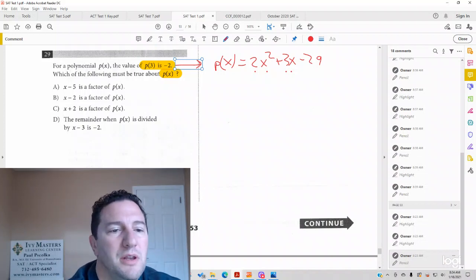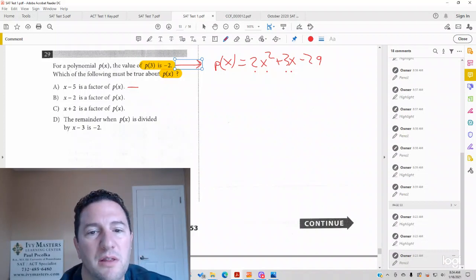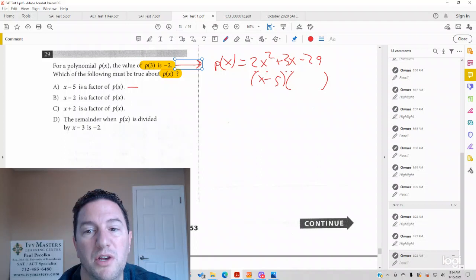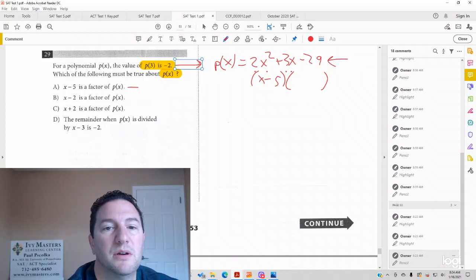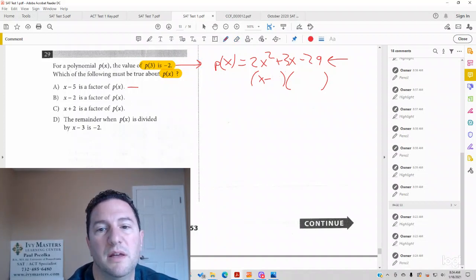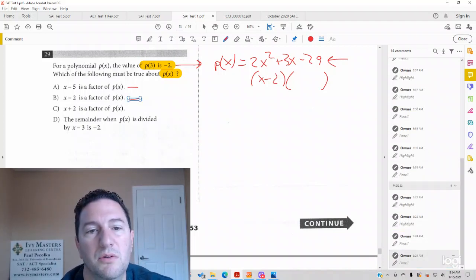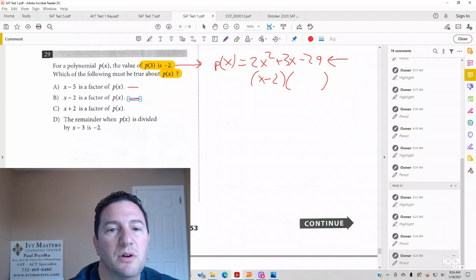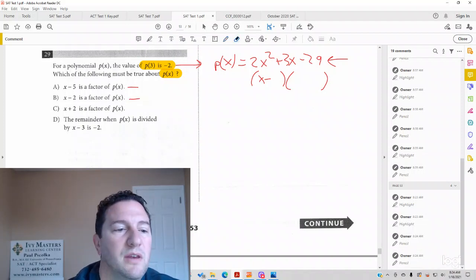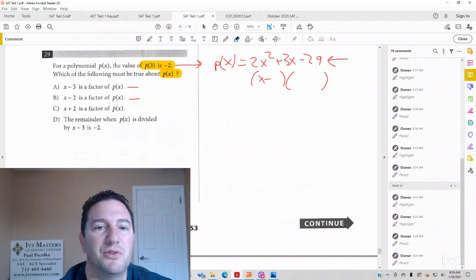Now, in order to check if something's a factor, it will work like x minus 5. I should be able to literally factor that with x minus 5. But check out the -29 here. 5 doesn't go into 29. So it's not going to be answer choice A. Now, let's say I check out answer choice B. X minus 2. 2 doesn't go into 29. So answer choice B is wrong as well. And for the same reason, answer choice C is wrong. So it must be answer choice D.